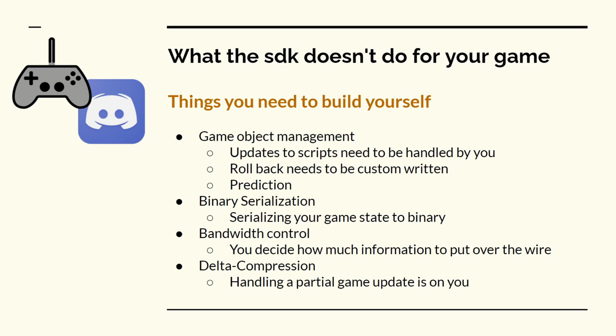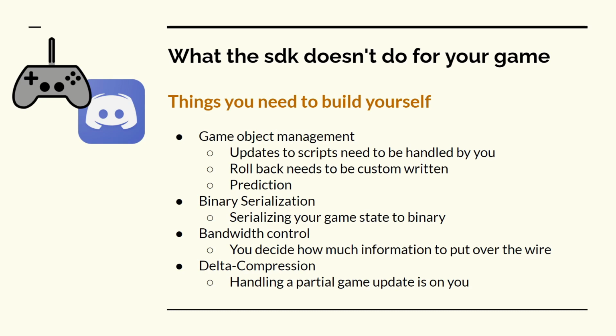It's very hands-off. Binary serialization: how do you convert your game state into a binary format to send over the wire? That's another thing you would have to handle yourself. Bandwidth control: basically anything you send out, Discord would just take as is and send it out. You would have to decide how much data that is and then cut back if you need to. And in that same vein, delta compression is something you would need to do. Delta compression is basically sending an update of a game, being mindful of the previous update, so you're not sending a full serialization of the current game state. You're only sending a partial update. Discord game SDK does not handle any of that.